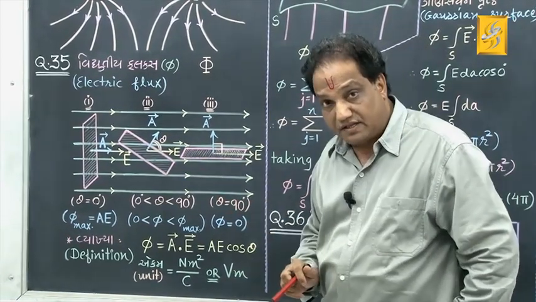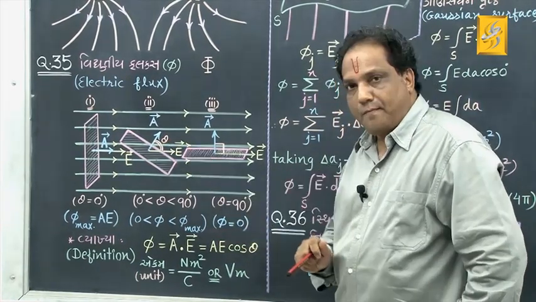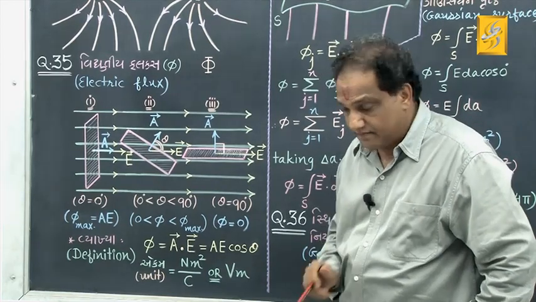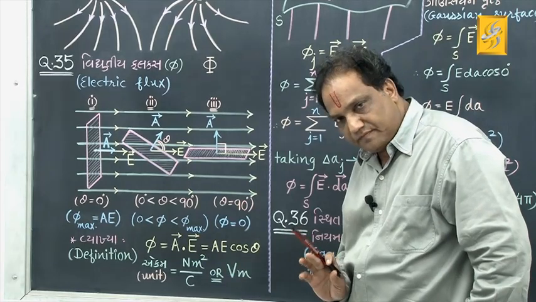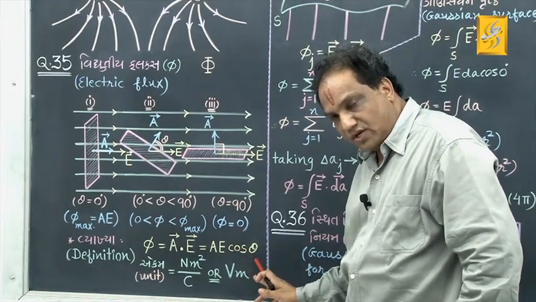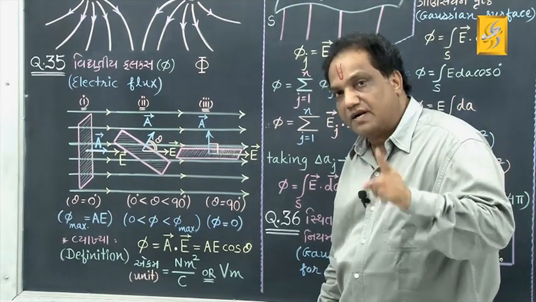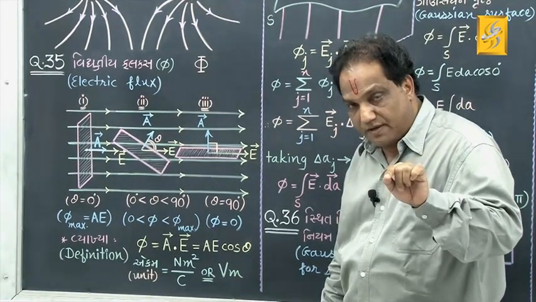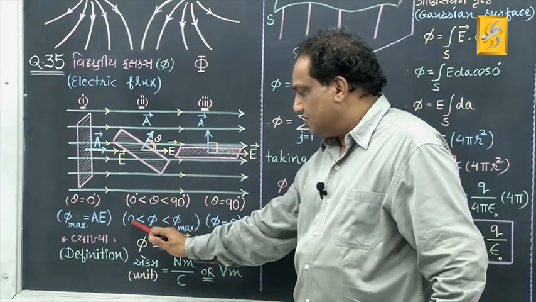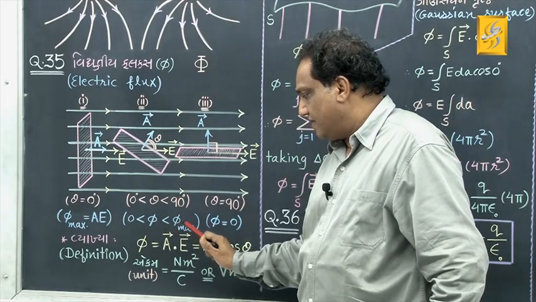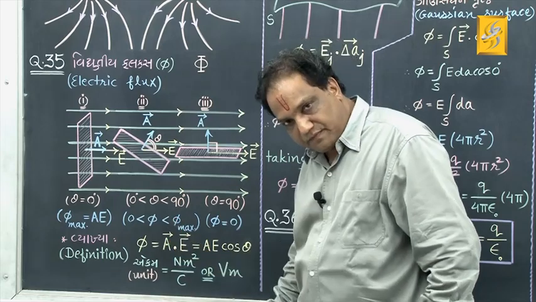Here electric flux is less than maximum but greater than 0. Let us see whether we can get the same value using this formula or not. Here theta is more than 0 but less than 90 degree. If theta is 0 degree, cos 0 is 1, flux will be maximum. If theta is 90 degree, cos 90 is 0, flux will be 0. But when theta is greater than 0 degree but less than 90 degree, flux will be less than maximum but greater than 0. That's why I am writing here 0 less than phi less than maximum. Okay? Here flux is greater than 0 but less than maximum.